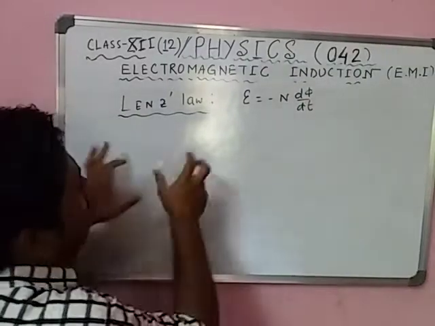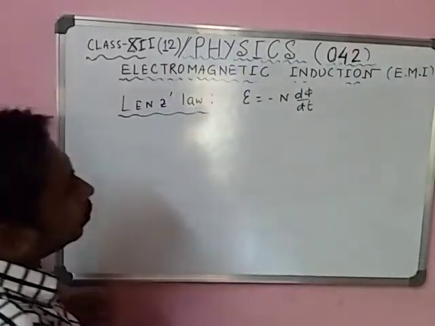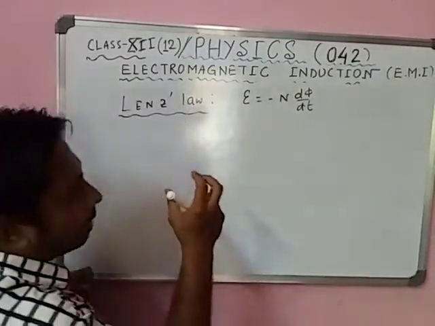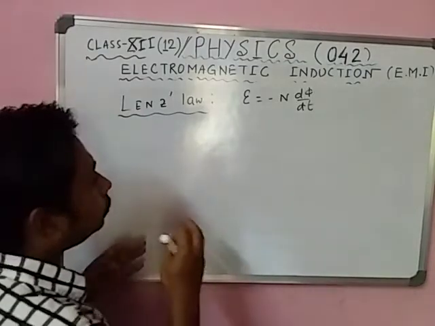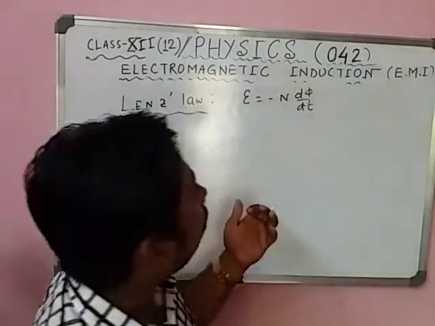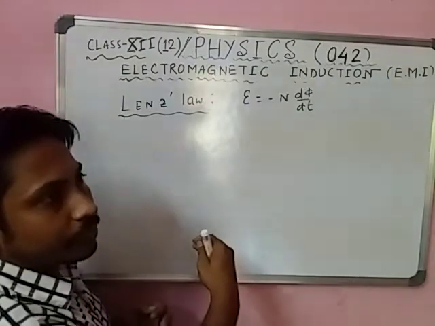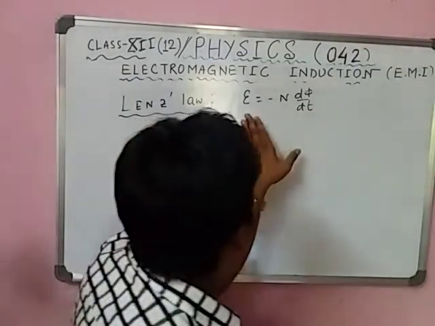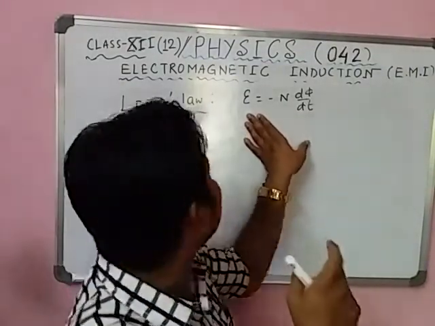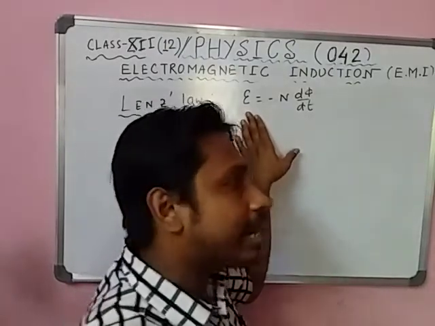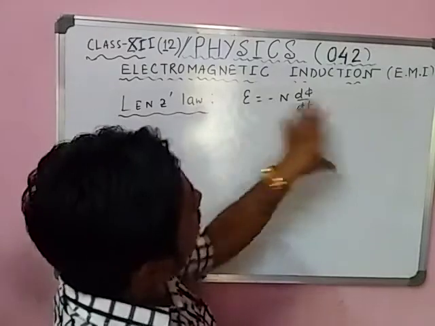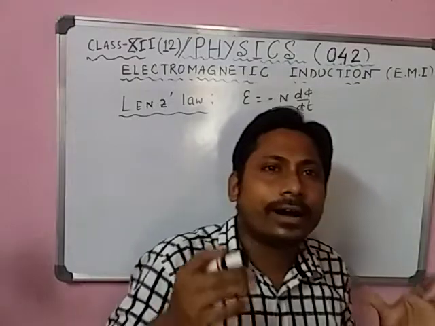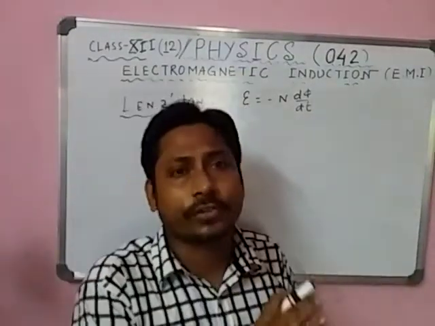So from this Lenz's law, we know about the polarity of induced EMF. Students, think: Faraday's second law tells us about the magnitude of EMF, but Lenz's law tells us about the polarity of induced EMF. So the polarity of induced EMF or current is such that it always opposes the cause which produces it. Now from this Lenz's law, we can explain the law of conservation of energy.